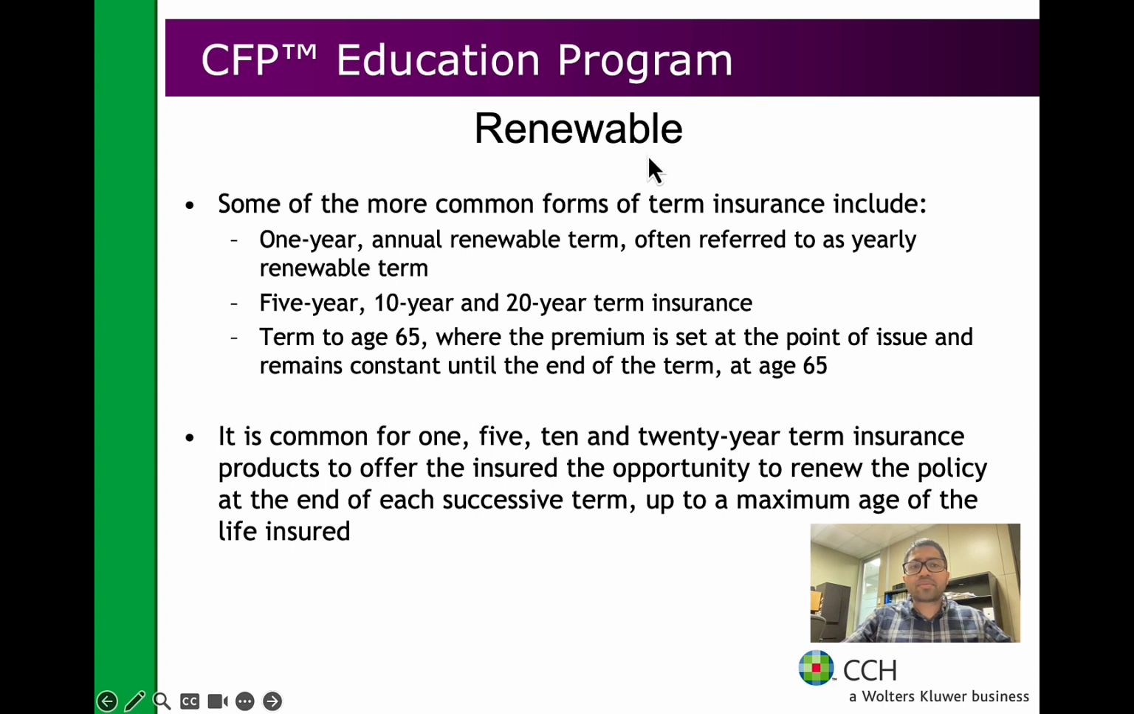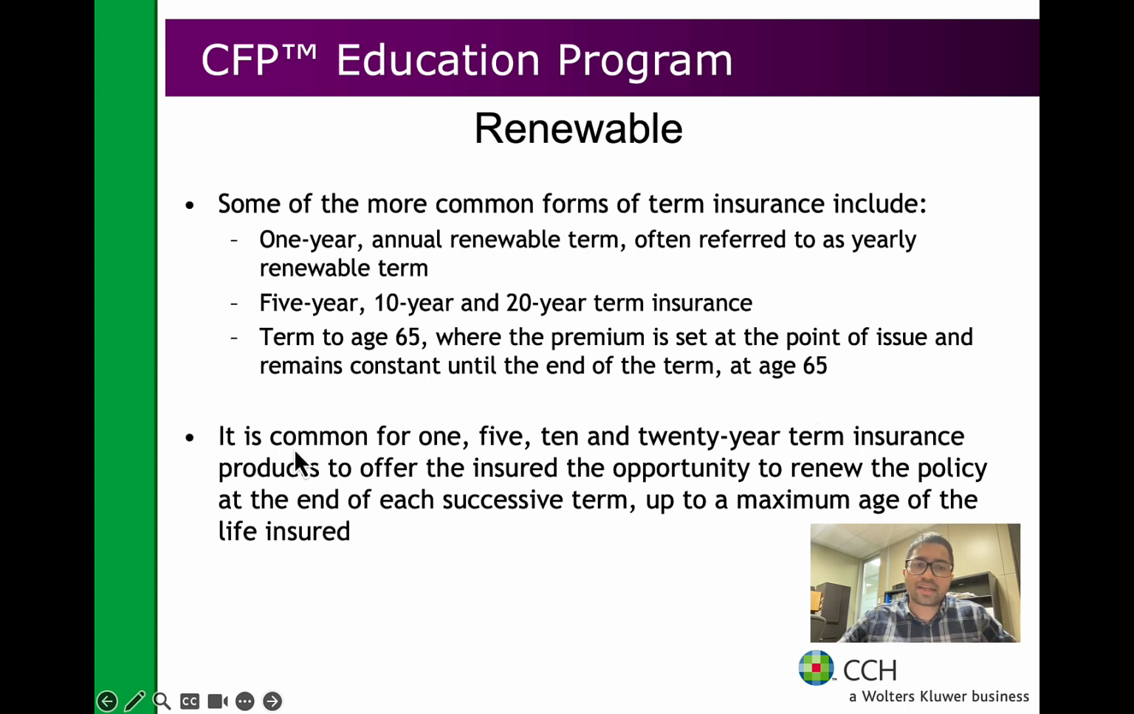Then renewable. Some of the common forms of term insurance include 1-year annual renewable. So after every 1 year the premiums will change and the insurance company will decide whether they want to continue with you or not. 5-year term, 10-year term, 20-year term. So the insurance company reevaluates the premiums and whether they want to continue with you or not after these periods, 5-year, 10-year or 20-year. Term to 65, where the premium is set at the point of issue and remains constant until the term age, that is 65.